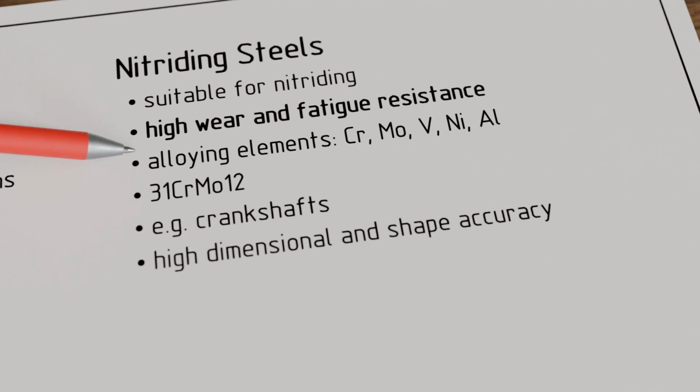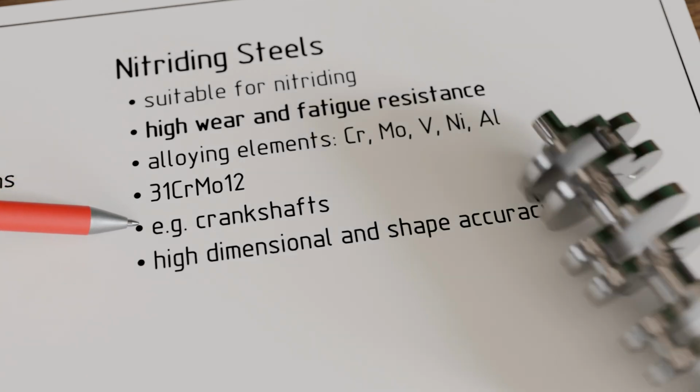These include additions such as chromium, molybdenum, vanadium, nickel, or aluminum. Steels that are specially alloyed for nitriding are referred to as nitriding steels. A typical example is the alloyed steel 31 CrMo 12, which is used, for instance, for dynamically loaded crankshafts.